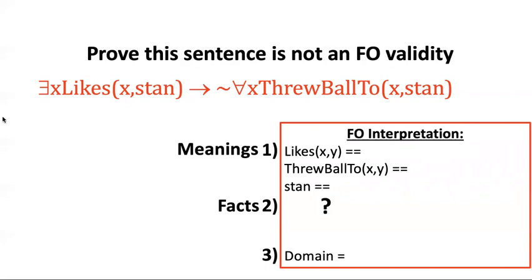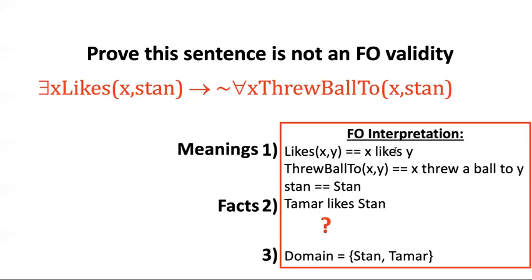Okay, now it turns out you can sometimes use the obvious interpretation. I just let likes mean likes, and threw a ball to means X threw a ball to Y. And I just let Stan mean Stan. So you don't necessarily have to be incredibly creative in your interpretations. If letting these predicates stand for their intended meaning works, then you can just go with it. So that's what I did here.